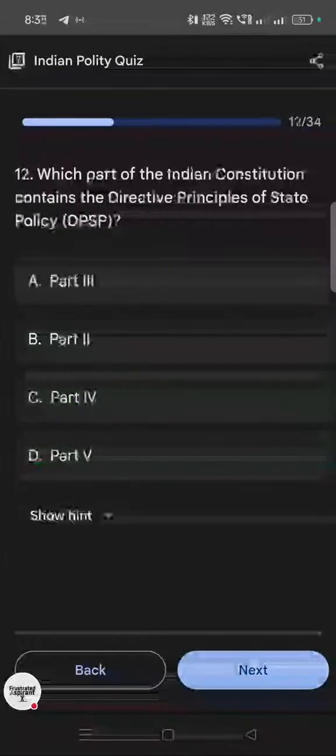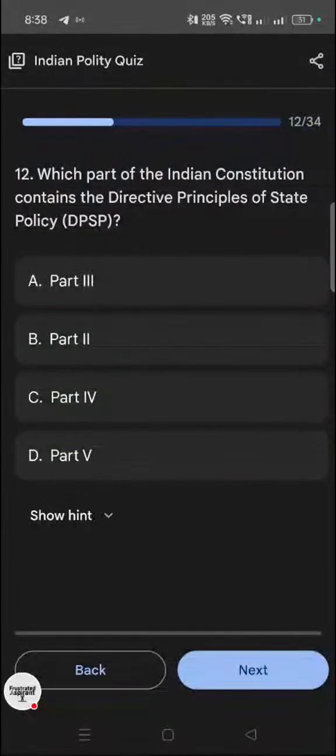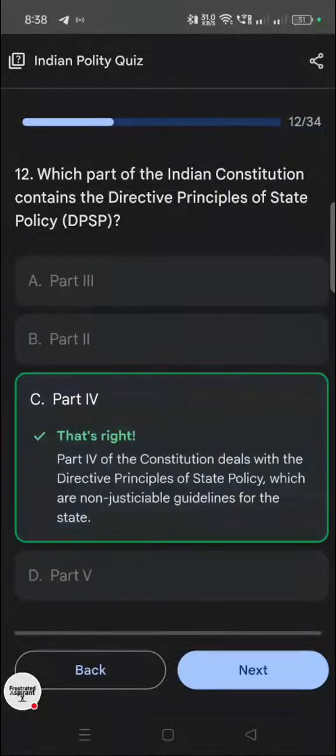Which part of the Indian Constitution deals with DPSP? Part 3 is Fundamental Rights, Part 4 is DPSP. Part 4 of the Constitution deals with the DPSP, which are non-justiciable guidance for the state.